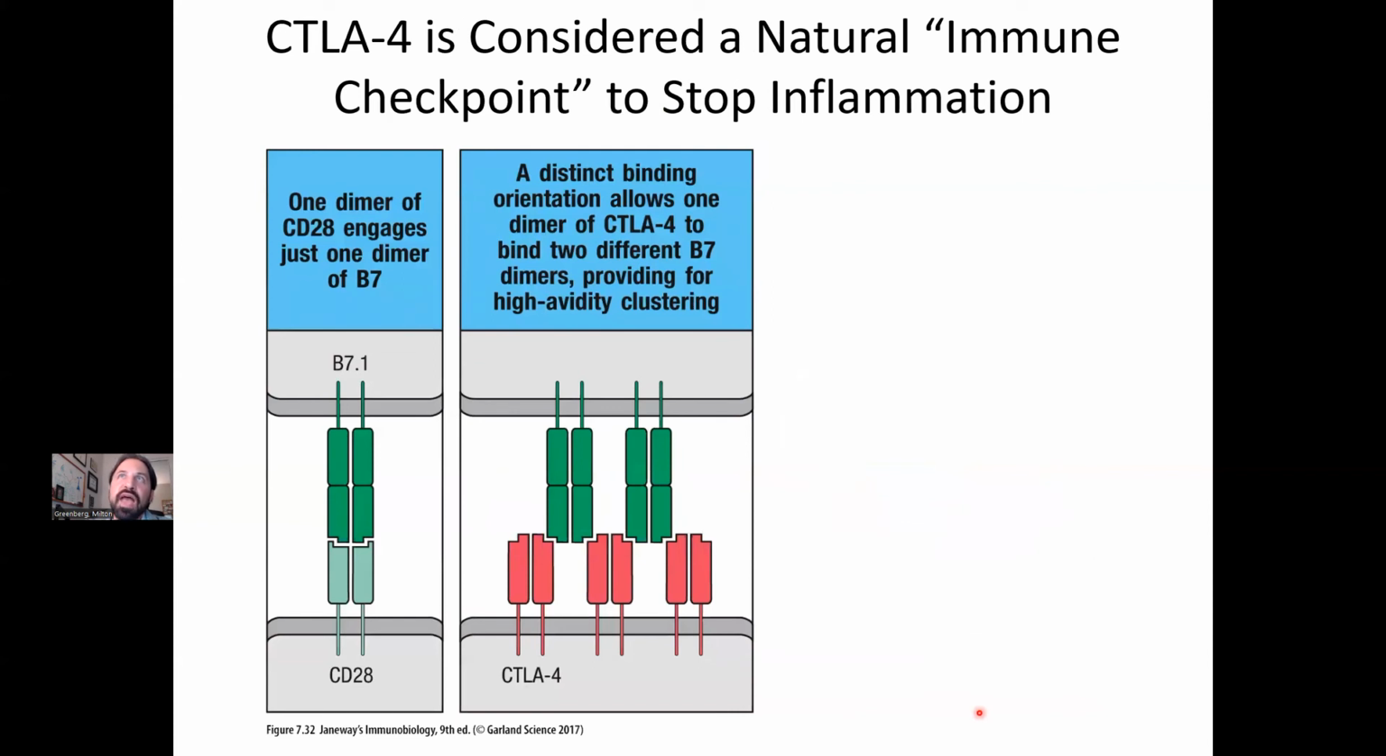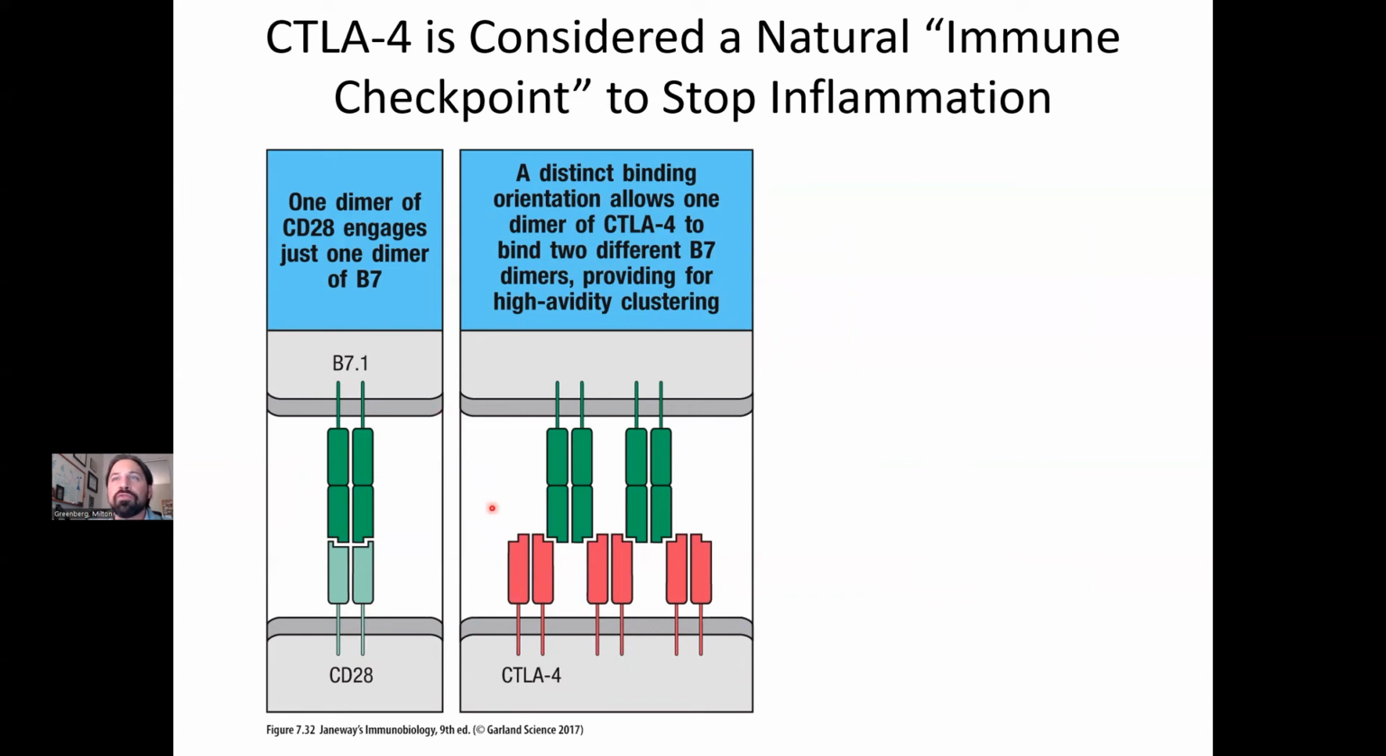So let's talk about this negative regulator, this immune checkpoint. So anything in physiology, when I turn it on, I also have to have a way to turn it off. And one of the ways to turn off T cells is this molecule CTLA-4. So what's going to happen is that B7 and CD28 are going to interact to drive inflammation. But then the T cell is going to understand, hey, I'm really inflammatory now. I could cause a lot of damage. So I'm going to turn on the off switch. I'm going to make CTLA-4.